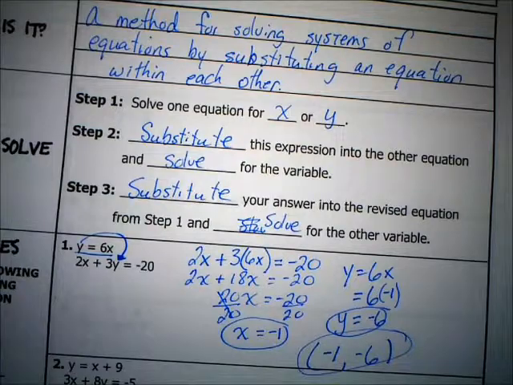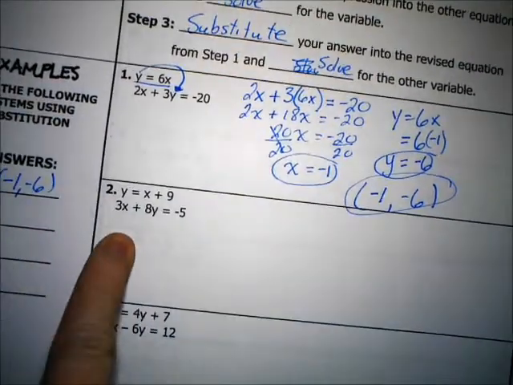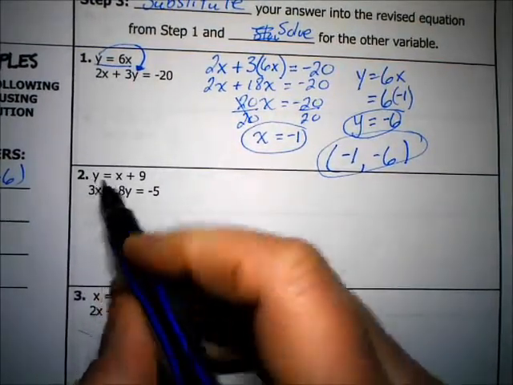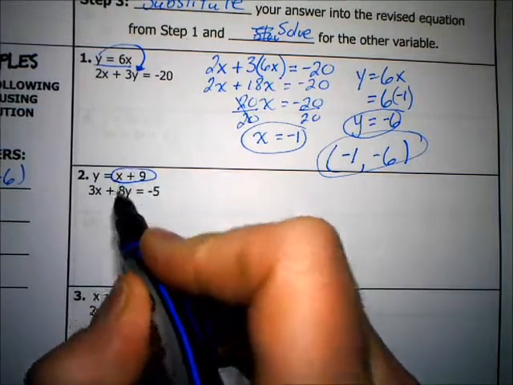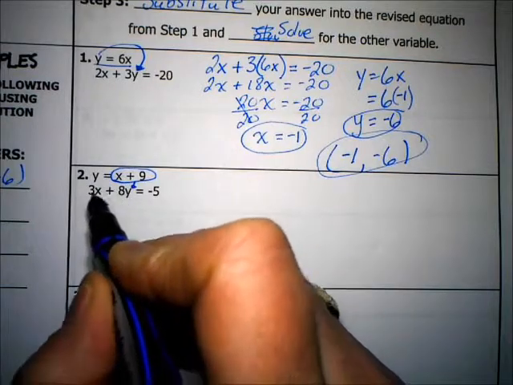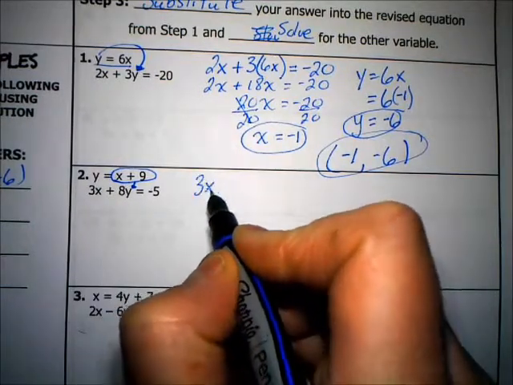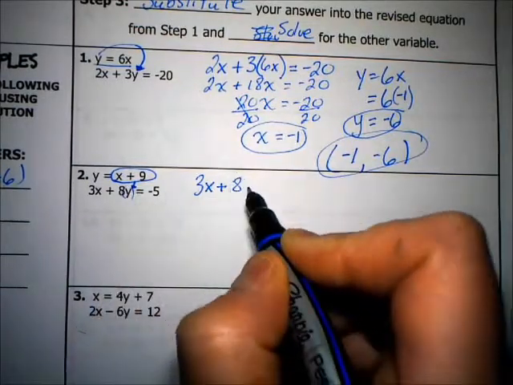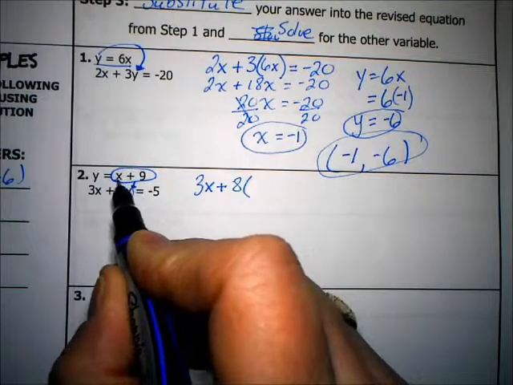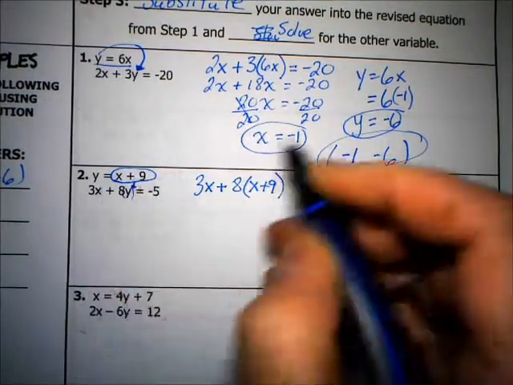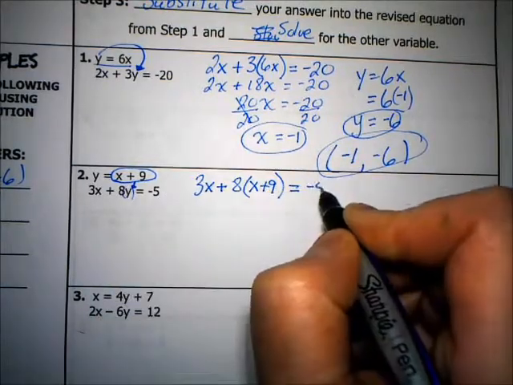Okay, if I go to number 2, I'm going to notice that the first equation is solved for y already. So I'm going to take this expression, and I'll plug it in for the y right there where the 8y is located. So this starts out being just 3x plus, and then I have an 8, and then I'm going to put the y in parentheses, and what I replace the y with is the x plus 9. That's the substitution that's taking place, and it equals negative 5.